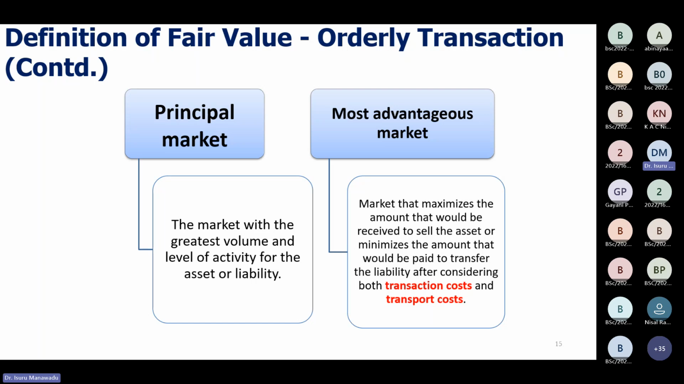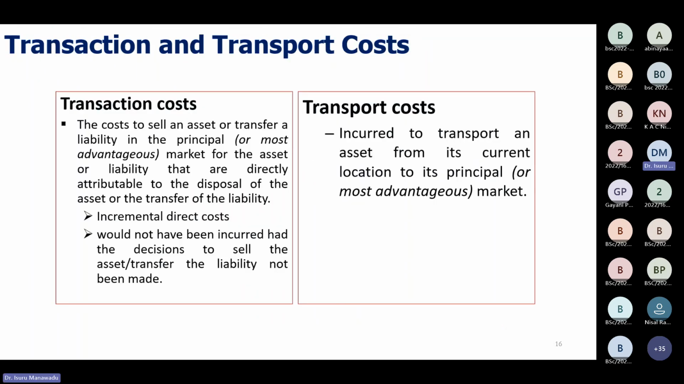After identifying the market, you should know the fair value. How to calculate fair value? Now we have identified the market. How do we find the fair value of a bun in that market? What do we deduct?